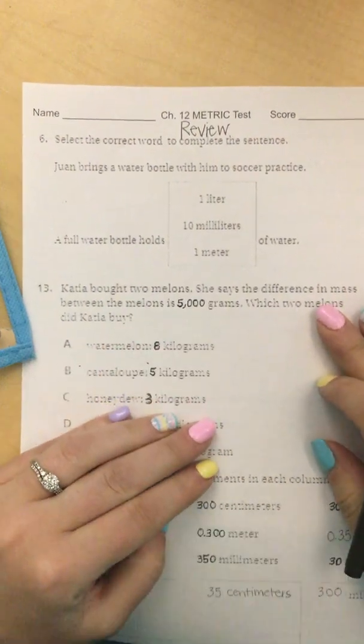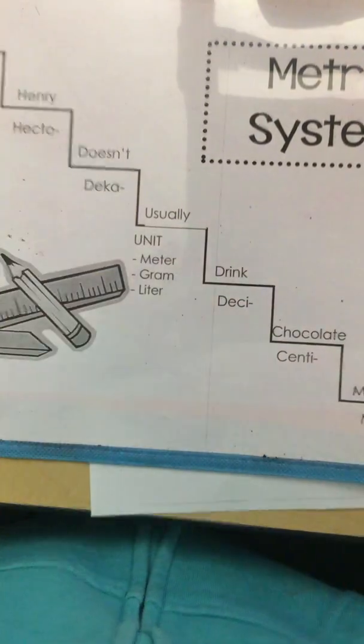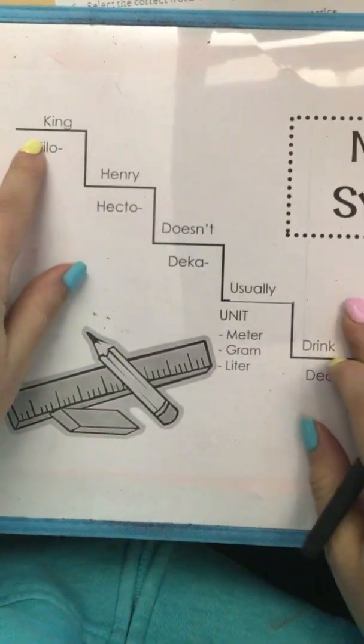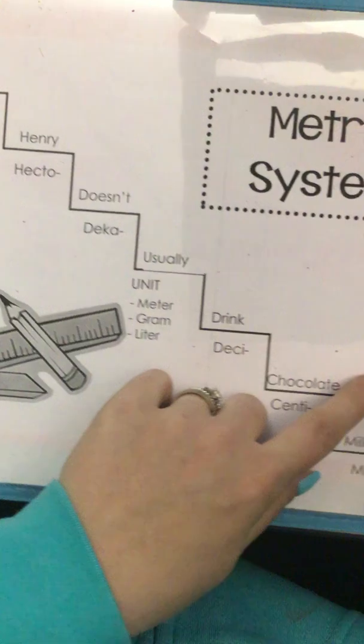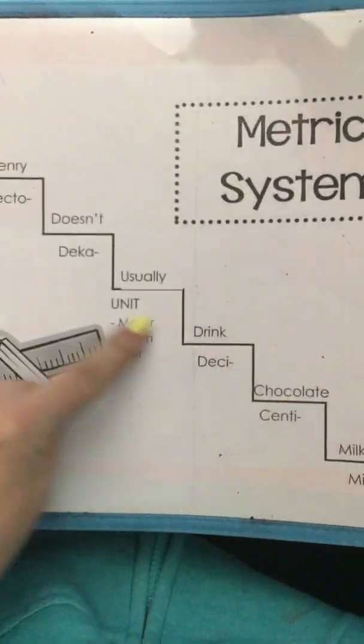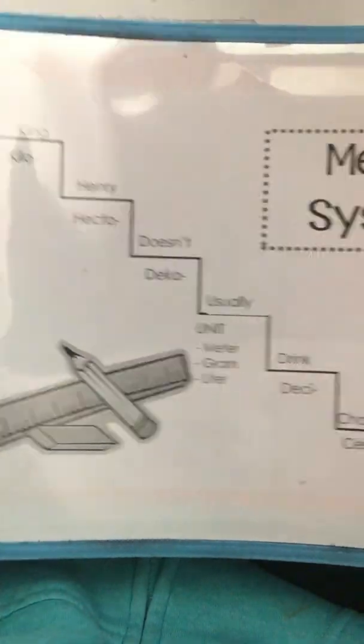Hello, this is the Chapter 12 Metric Measurement Review Test. We are going to get started with just a quick overview of what the metric system is all about. Remember, if we're going down the staircase, we are multiplying by 10, we're getting bigger, and if we're going up the staircase, we are dividing by 10 or getting smaller.